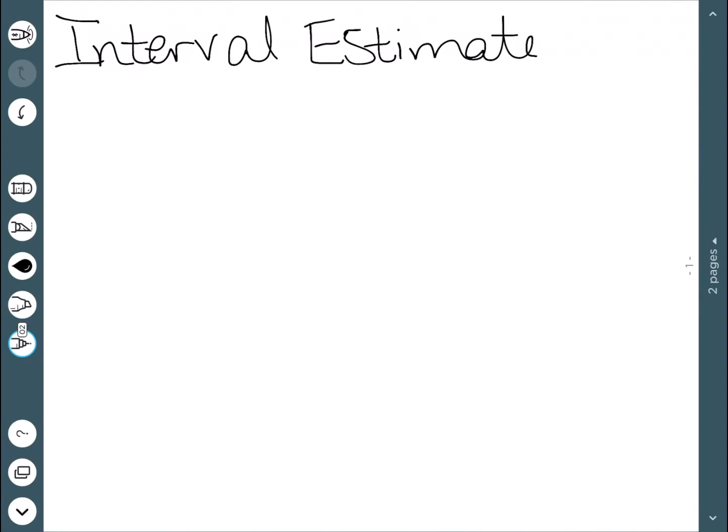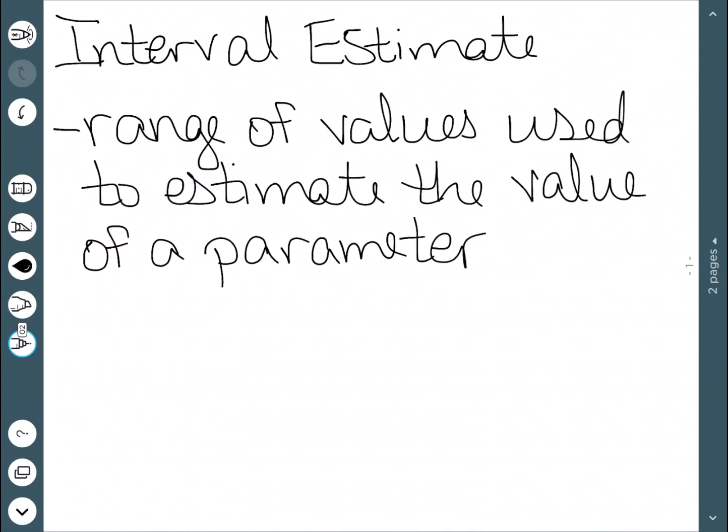Going to discuss moving from a sample to a population through something called a confidence interval. So first we'll define an interval estimate. An interval estimate is a range of values used to estimate the value of a parameter. So once we have our data for our sample, this interval is going to give us some kind of range that tells us where we think the parameter is, what's happening with the population.